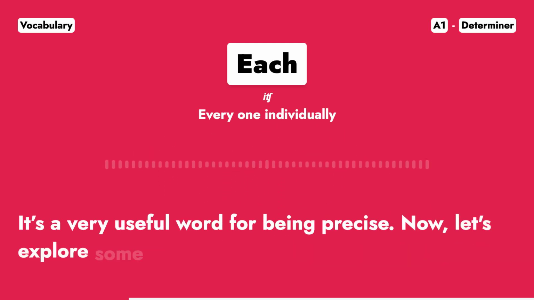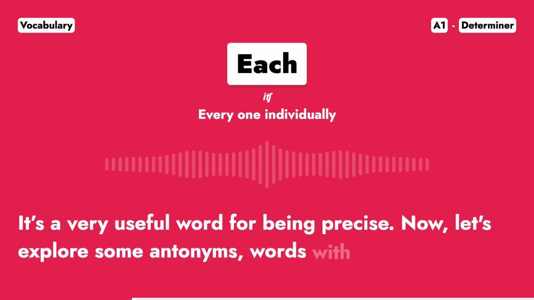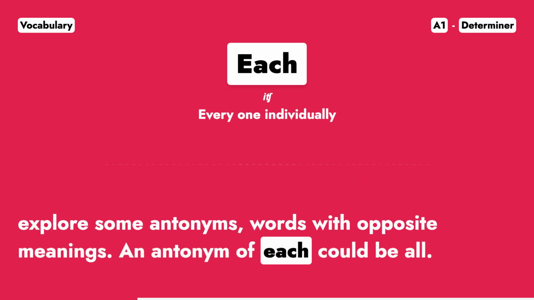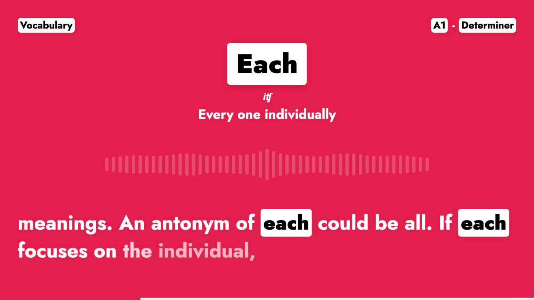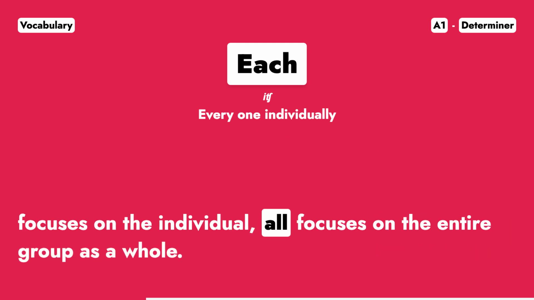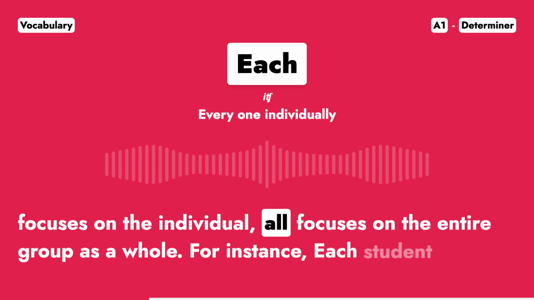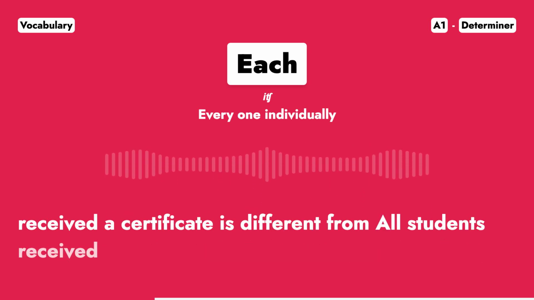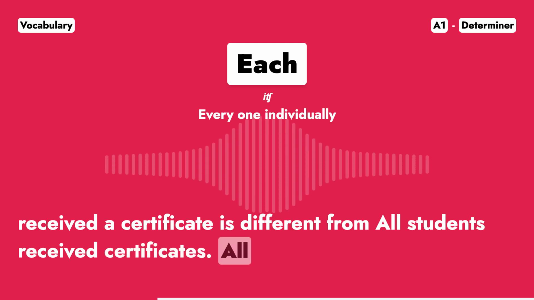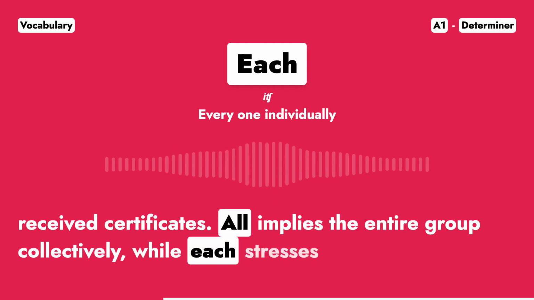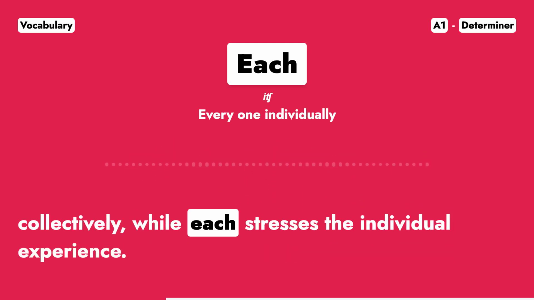Now, let's explore some antonyms, words with opposite meanings. An antonym of each could be all. If each focuses on the individual, all focuses on the entire group as a whole. For instance, each student received a certificate is different from all students received certificates. All implies the entire group collectively, while each stresses the individual experience.